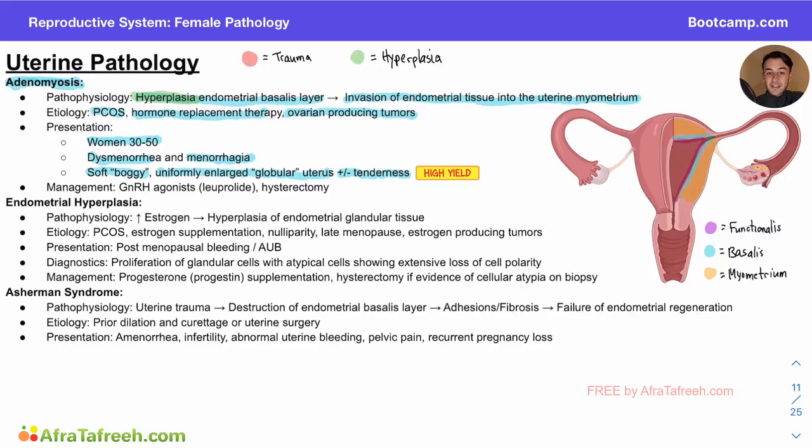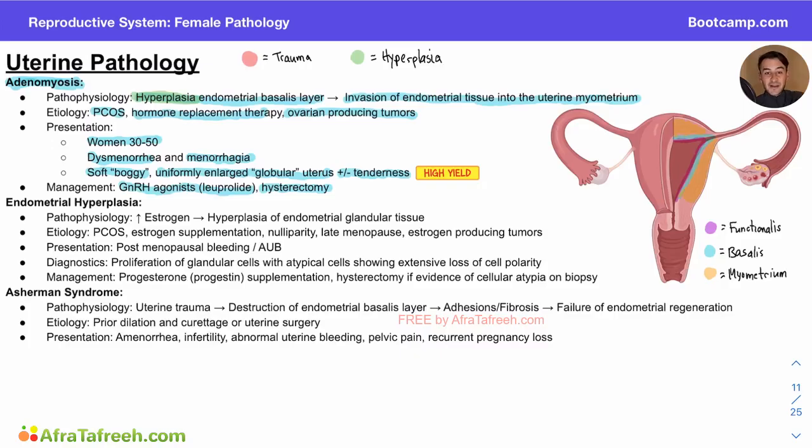In terms of our management here, it's all about reducing this hyperestrogenic state. So we can use GnRH agonists like leuprolide, which reset the pituitary hypothalamic axis and bring that estrogen level back down to a normal amount. We can also move on to hysterectomy if the basalis has grown way too far into the myometrium and needs to be removed altogether because it's causing excessive symptoms that cannot be treated medically.